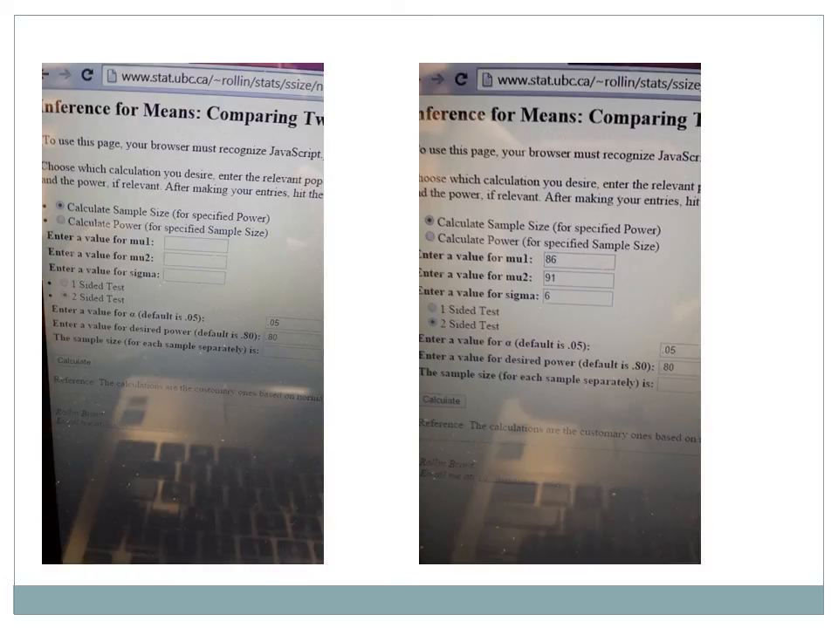So here I said mu1 is 86. That was the mean last year. Mu2 is 91. That's what I hope the difference will be. Sigma, the standard deviation, is 6. I had totally made these numbers up, just for the purposes of this example. And I left 0.05 and 80% because we usually use those numbers. And so I put all those in, and I'm going to press the calculate button, and in the next slide you'll see what we get.